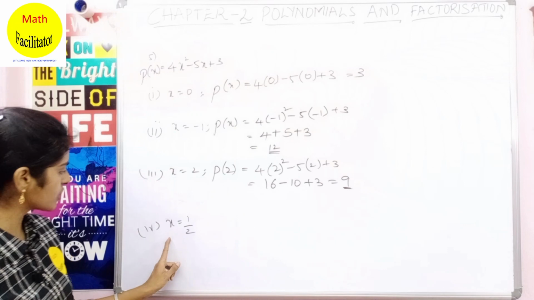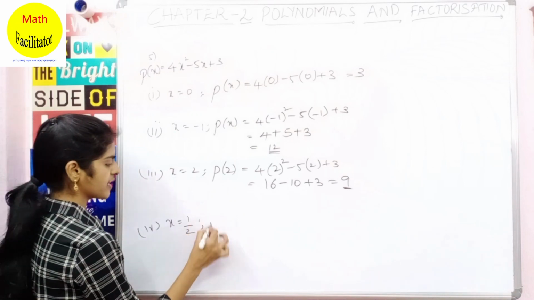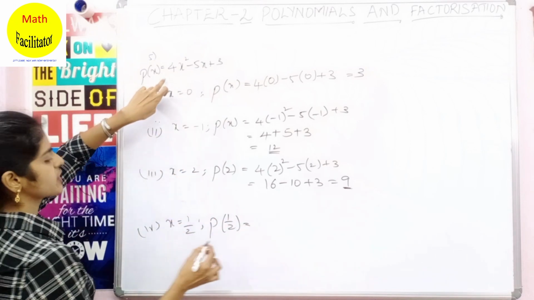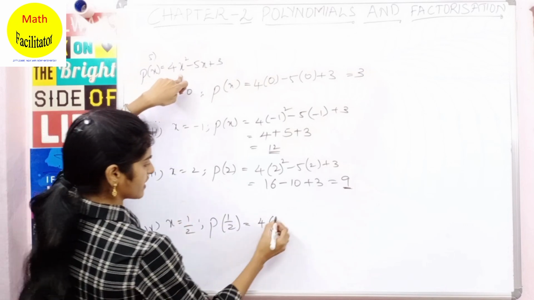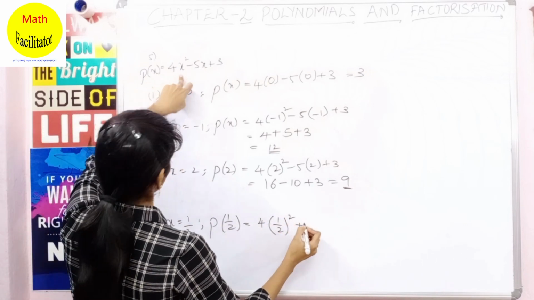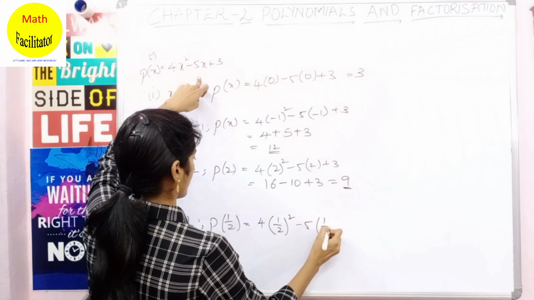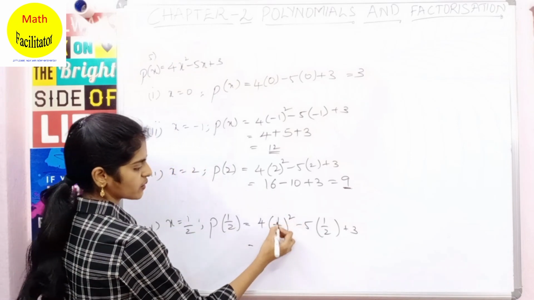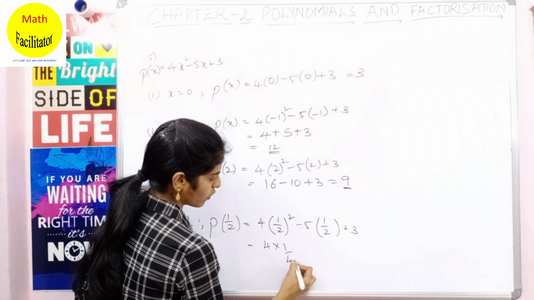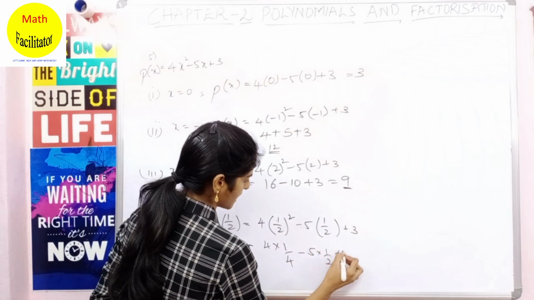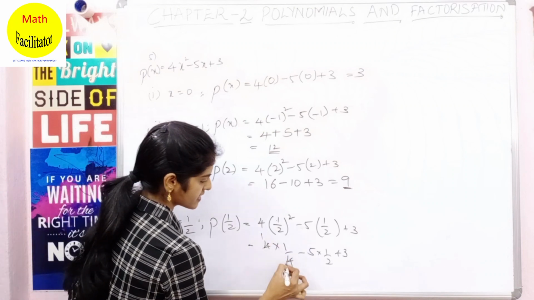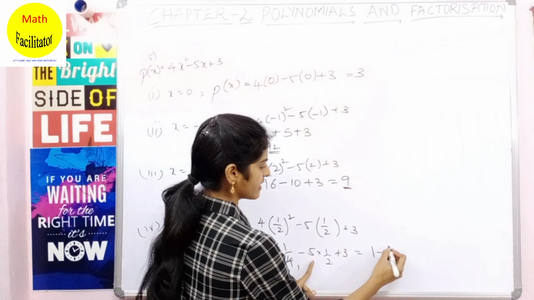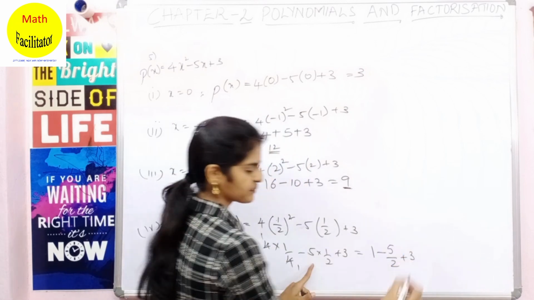Now moving on to x equals 1 by 2. So you have to find p of 1 by 2, which is nothing but substituting 1 by 2 in the place of x in p of x. So it is 4 into 1 by 2 square minus 5 into 1 by 2 plus 3. So this is 4 into, 1 square is 1, divided by 2 square which is 4, minus 5 into 1 by 2 plus 3. Four ones are four, so here you will have 1 into 1 is 1, minus 5 by 2 plus 3. Let us solve this.